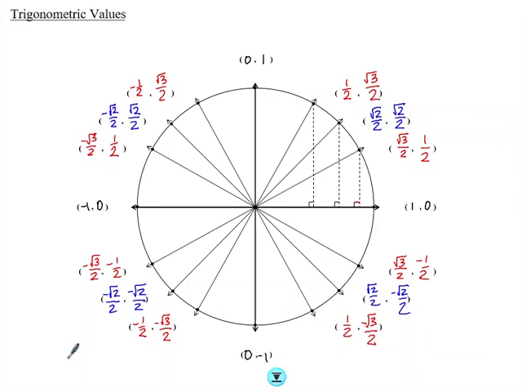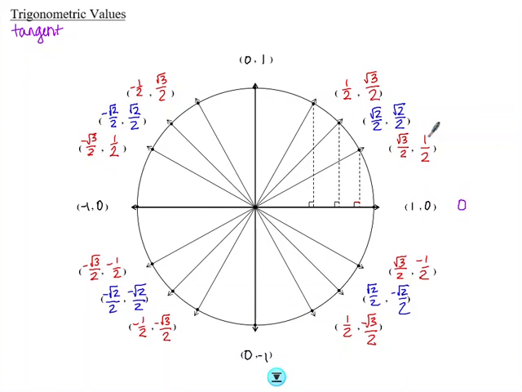Let's go back and do the tangent. So I'm going to write the values for tangent in purple. We said earlier that tangent is y over x, so all we need to do is divide the y coordinate by the x coordinate. So if we start at our first angle of 0, 0 divided by 1 is 0, so our tangent value is just 0.